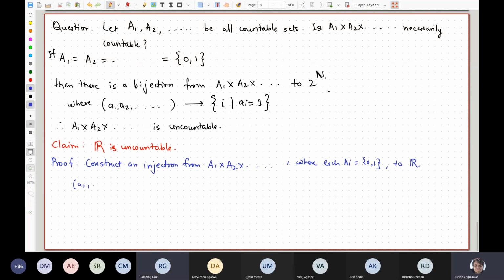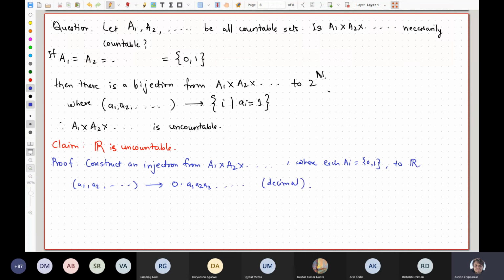So AI is equal to 0 to 9, when you can take that. Why do you need all that? Suppose you just have 0, 1. How do you construct an injection? So we can construct a binary number. Exactly. Binary is a bit tricky, but decimal certainly we can construct. So this will go to the decimal number 0.A1, A2, A3. Okay, this is an injection, right? So this is in decimal.